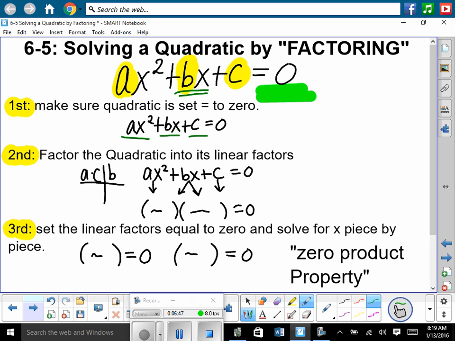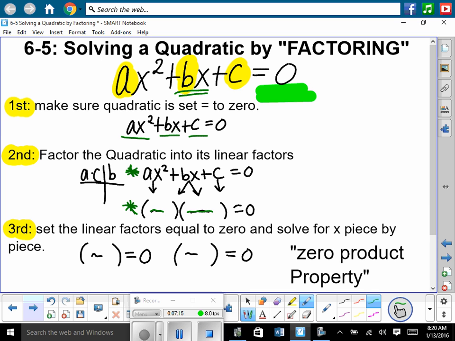Once we have it factored, we will have two linear factors being multiplied together. Now that whole quadratic was set equal to 0. Now remember, this is the factored form of the quadratic, this is the standard form of a quadratic. They're the exact same thing, they're equal, they're just in different forms. So if it was set equal to 0 up here, it's set equal to 0 down here. So we have those two things being multiplied set equal to 0.